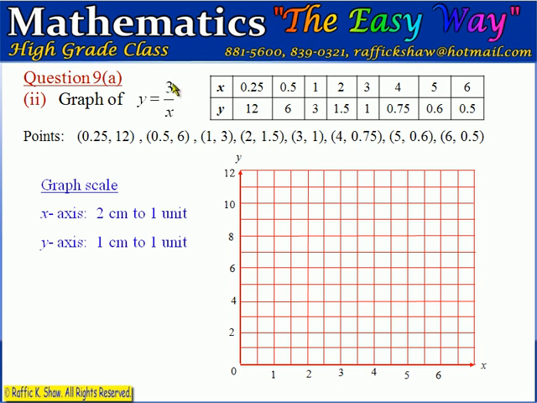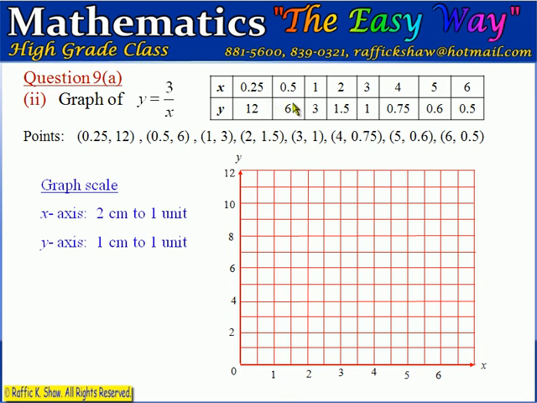Part 2 wants us to draw the graph of this function for these values of x. We're required to use a scale on the x-axis of 2 centimeters to 1 unit, and on the y-axis 1 centimeter to 1 unit. You can see that I've already scaled this graph. On the x-axis, 2 centimeters is 1 unit, and on the y-axis 1 centimeter is 1 unit, and therefore 2 centimeters is 2 units on the y-axis, and those are the scales.